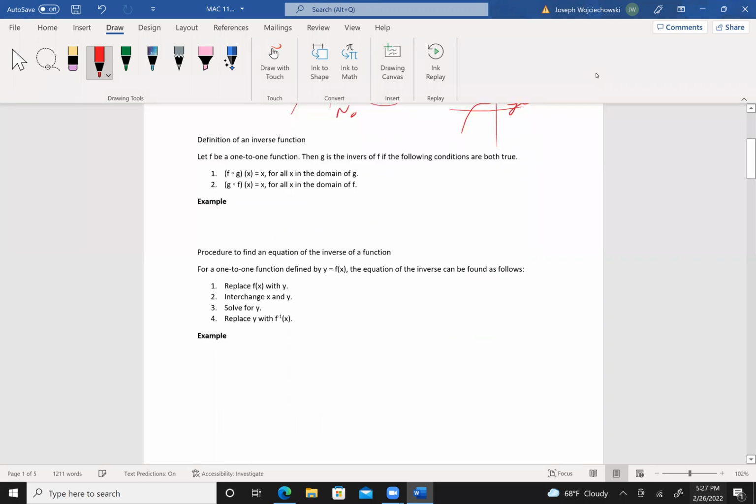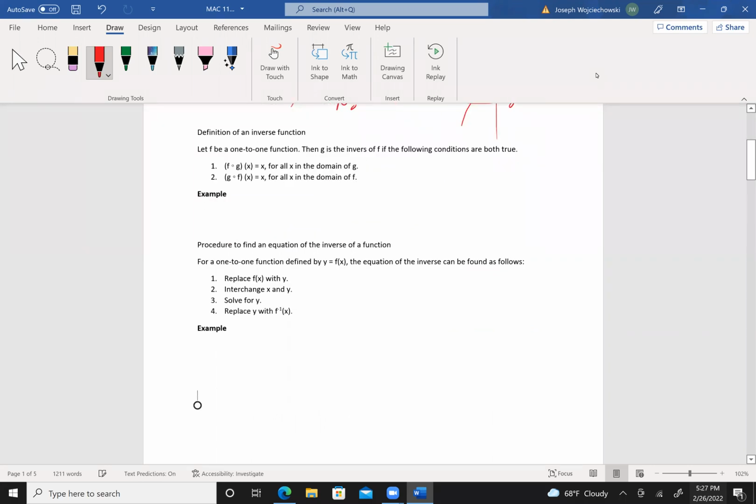So, what is an inverse function? That's what the chapter is titled. If we let f be a one-to-one function, then g is the inverse of f if the following conditions are both true. The composite of f and g of x equals x for all x in the domain of g, and the composite of g and f of x is equal to x for all x in the domain of f.